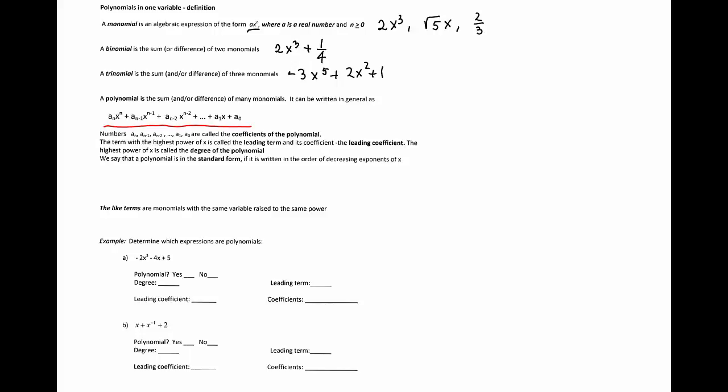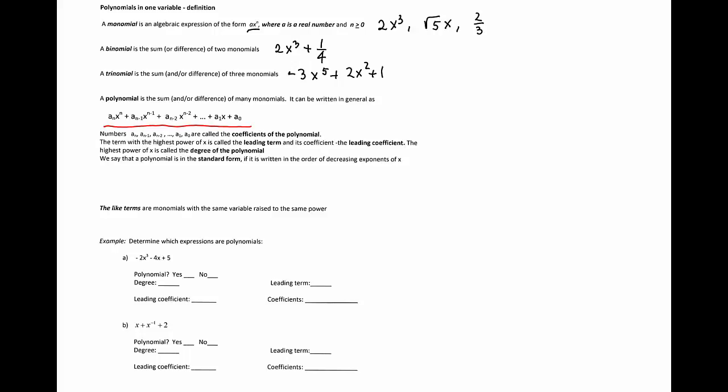The numbers a sub n, a sub n minus 1, and so on are called the coefficients of the polynomial. The term with the highest power of x is called the leading term, and its coefficient is called the leading coefficient. The highest power of x is called the degree of the polynomial.